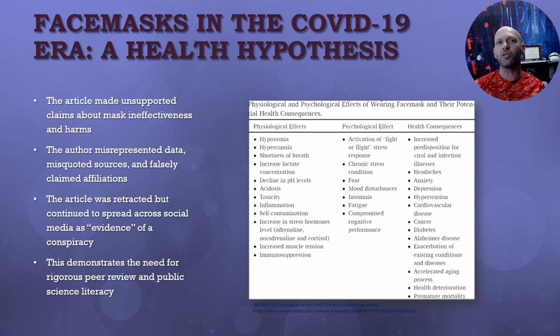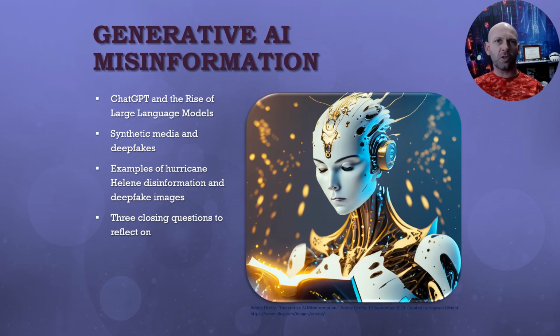This example underscores why improving public science literacy is so important. People need to understand why retractions happen and why scientific consensus could change over time as we continue to examine and process information. I'd like to switch over now to the topic of generative AI misinformation.